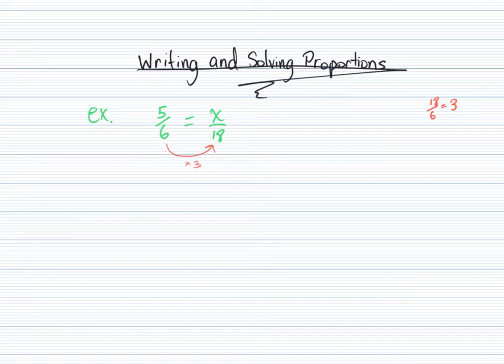Now that we know we multiply the denominator by 3 to get 18, the same rule applies for the numerator. We have to multiply it by 3 to get that unknown number here. Since 5 times 3 is 15, we know that this number has to be 15. So we know 5 over 6 is actually equal to 15 over 18.